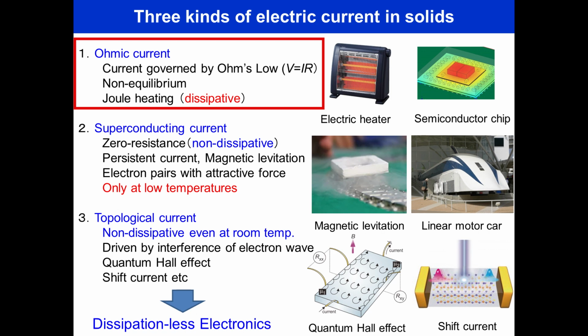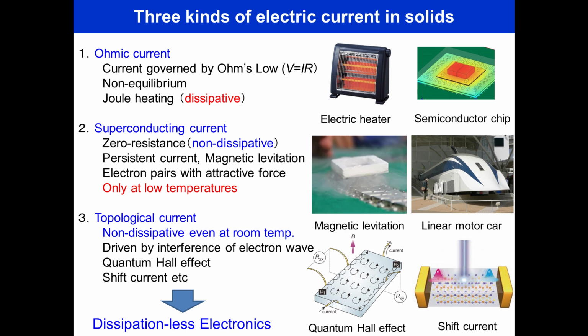The heat generation is actively used in electric heaters like this, but in other cases you do not really want a device to generate heat. For instance, the semiconductor chip in your smartphone generates heat and warms up the phone, which is called Joule heat. This means such devices are not green and are dissipative when the current flows. If you ask what kind of electric currents do not consume any energy, there are actually two kinds of electric currents that do not, number 2 and number 3 here.